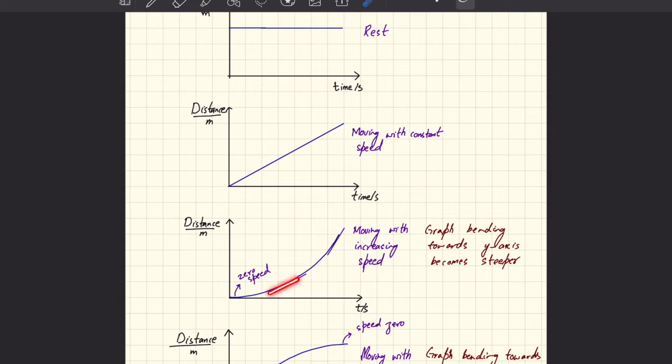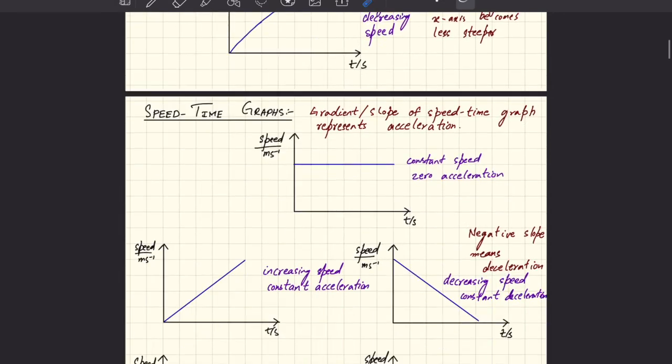And if I draw tangents, I can see that the graph is becoming steeper, and steepness is the measure of speed in a distance time graph. So the body is moving with increasing speed. If I look at this final graph, still the distance is increasing, but the slope of the graph is decreasing, which means that distance is increasing with a decreasing speed.